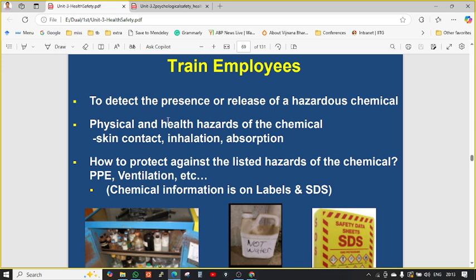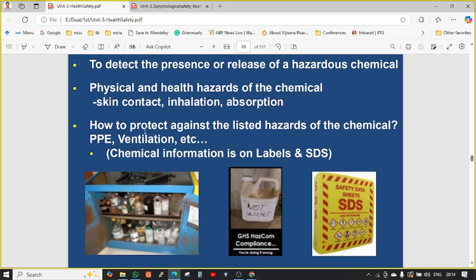Then physical and health hazards of chemicals in contact, inhalation, absorption. What happens if there is contact of the chemicals with a person, or maybe they inhale it, or maybe some absorption through the person. All these things should be given as training to the employee, what you do if the chemical is touched by someone or something. Then how to protect against this hazard by PPE and ventilation.